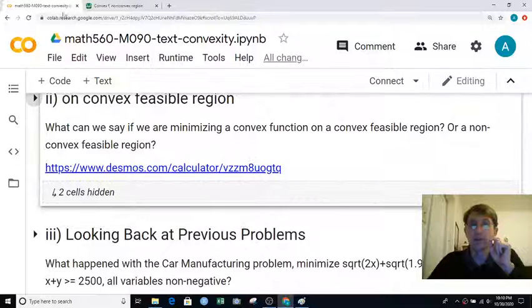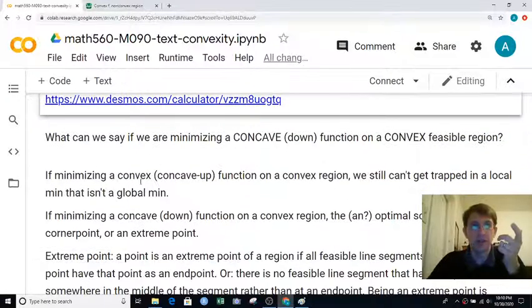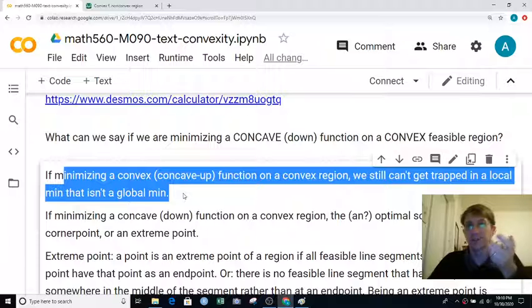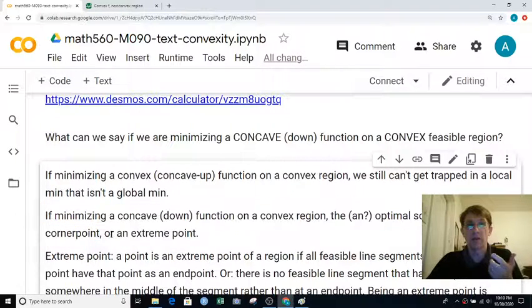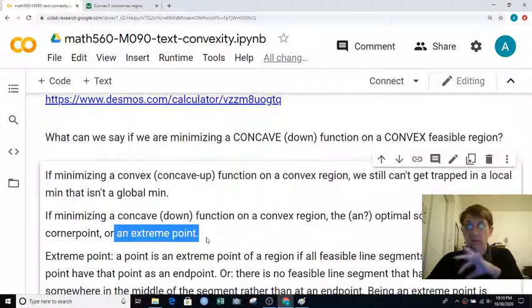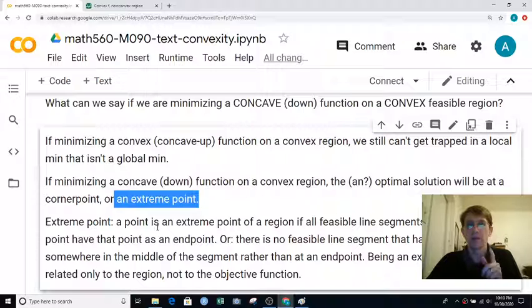It turns out there's a word called extreme point. And we just said this. If you're minimizing a concave up function on a convex region, you can't get trapped in a local min. If you're minimizing a concave down function, which is what we were talking about more recently, then the optimal solution will be at a corner point, or an extreme point if the feasible region has curved borders. An extreme point is a point where any feasible line segment that goes through it has that point as an endpoint. Imagine any point on a circle for a feasible disk: any line segment that touches that point on the edge and stays feasible has to have that point as an endpoint. So that's an extreme point.